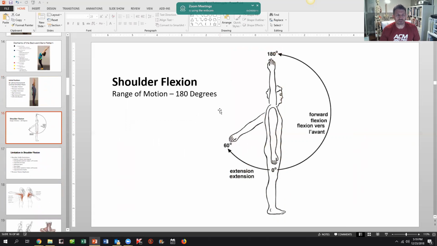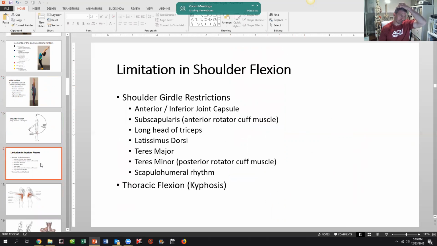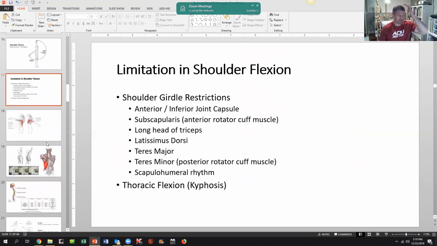Just the range of motion for the shoulders, so you can see full flexion over the head is 180 degrees. And if we're not achieving that, there's a reason why, and that's a dysfunction that we need to pay very close attention to and understand where it's coming from. What are the limitations in shoulder flexion? Let's go through this. I have a lot of things I want to share about this because we see a lot of thoracic compensation and shoulder issues.